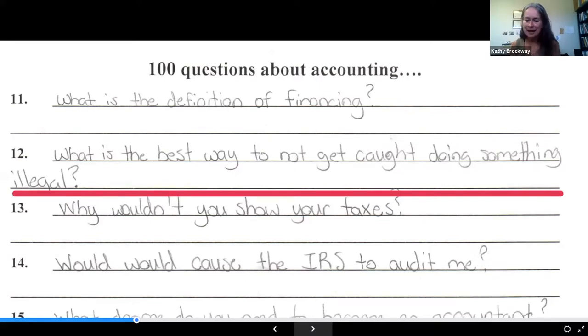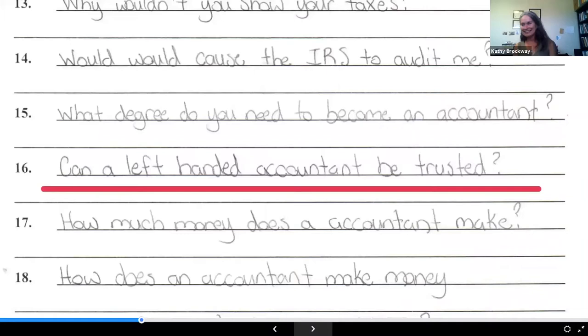Can a left-handed accountant be trusted? All right, creative question. Again, a little flippant, but I'm going to build on the trust piece, and I'm going to share with them how important an accountant's reputation is and how you can maintain it and what happens when it's lost.